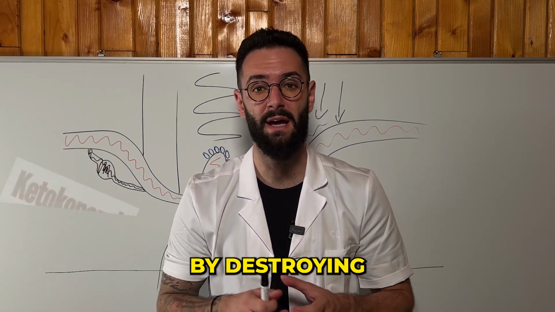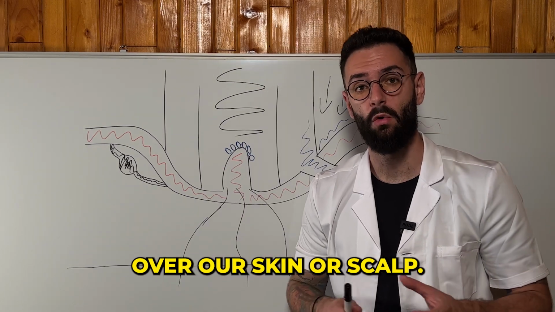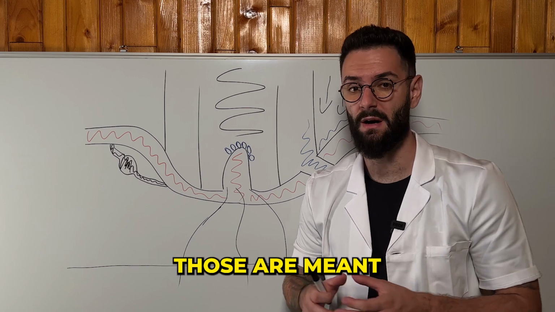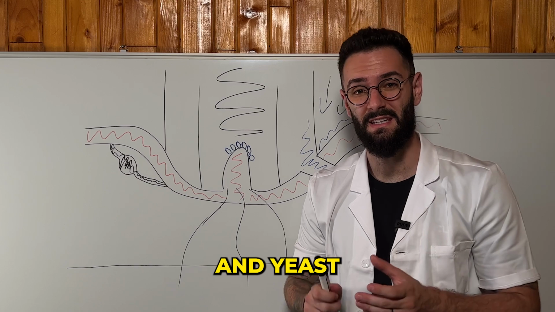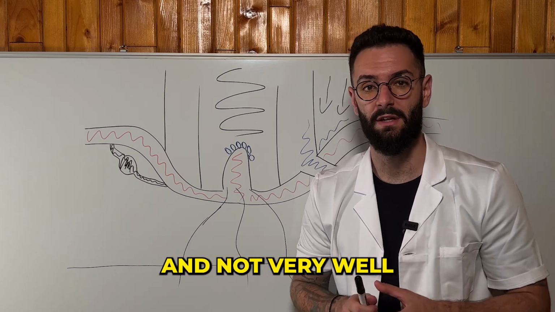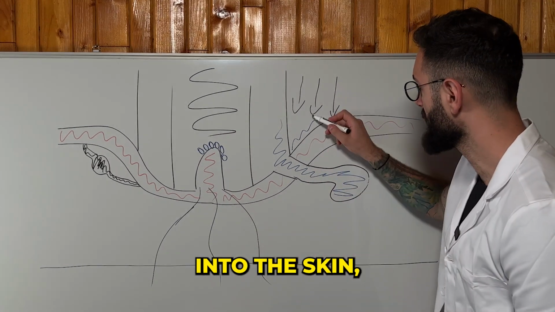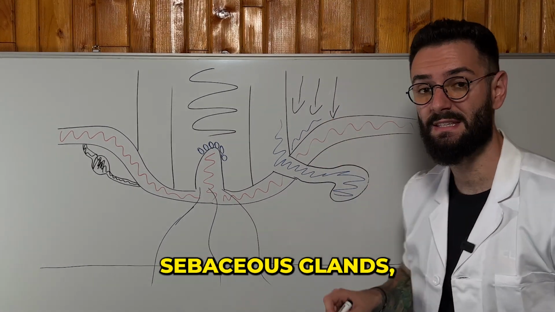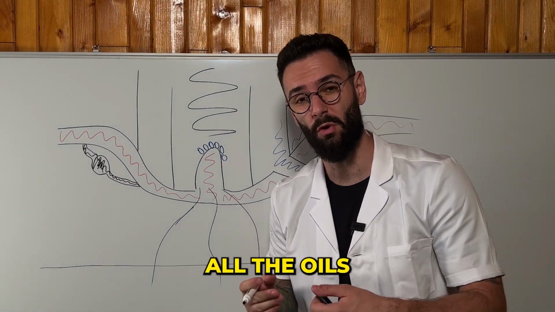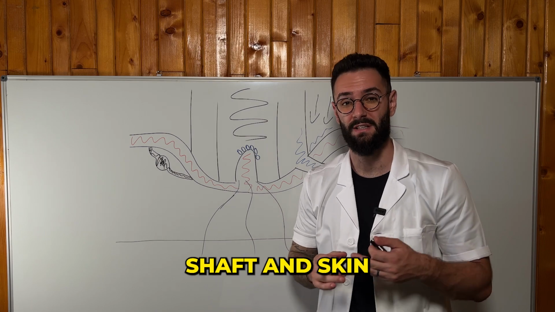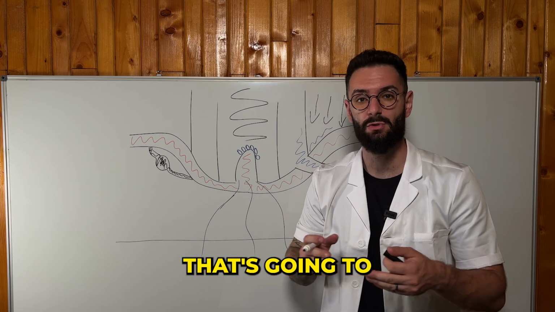Ketoconazole is an antifungal and anti-yeast medication that is meant to inhibit the production and reproduction of the fungi by destroying its membrane. It's normal for us to have microorganisms over our skin and scalp. Those are meant to protect the scalp. However, there are from time to time some fungi and yeast that are not very helpful and not very well intended over our skin. Those fungi are going to infiltrate into the skin, into the sebaceous glands, and are going to reduce the production of the oils because they are going to consume all the oils. And by extension, your hair shaft and skin will remain with no natural oils meant to protect them, and by extension, that's going to cause you hair loss.